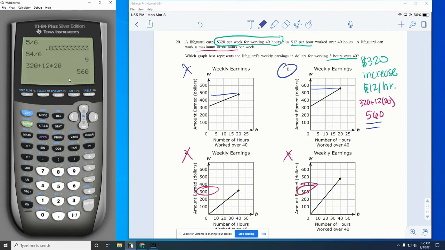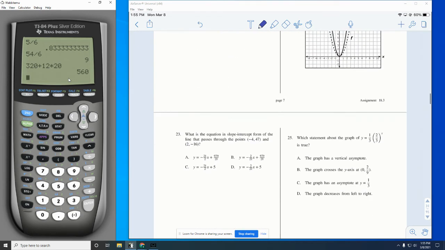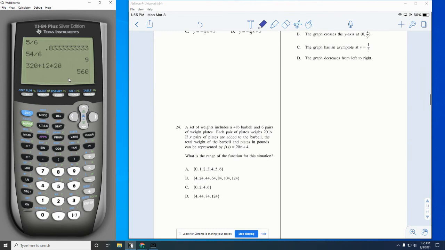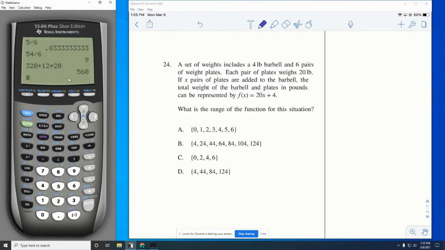Okay, and then for the last one, if you can scroll 2 more pages for me, we're going to look at number 24. It's another weird one. A set of weights includes a 4-pound barbell and 6 pairs of weight plates. Each pair of plates weighs 20 pounds. If x pairs of plates are added to the barbell, the total weight of the barbell and plates in pounds can be represented by f(x) = 20x + 4. What is the range of the function for this situation?